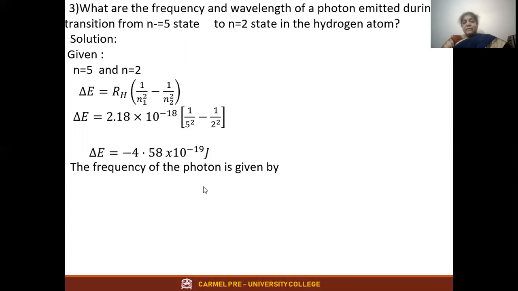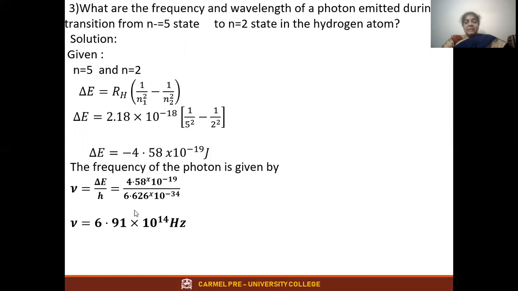The frequency of the photon is given by nu is equal to delta E by h. So it will be 4.58 into 10 power minus 19 divided by 6.626 into 10 power minus 34. So the final answer will be 6.91 into 10 power 14 hertz. Okay. So students, I advise you, solve this slowly, divide this, take this to the numerator.